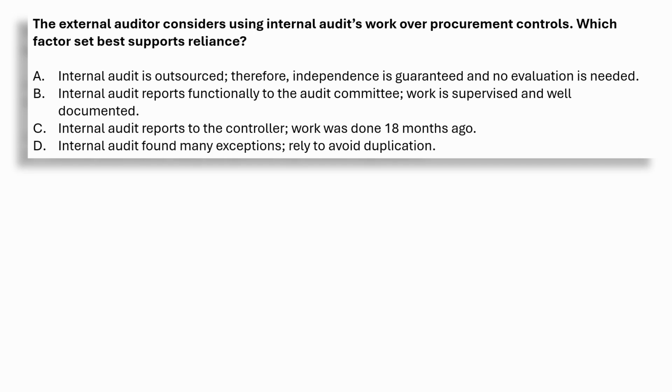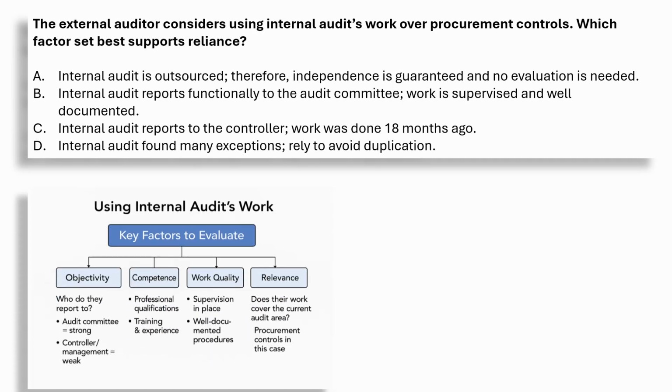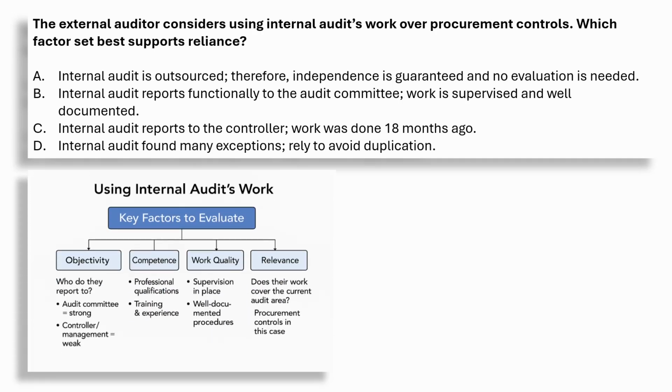Independence is not automatic. Option B. Internal audit reports functionally to the audit committee. Work is supervised and well documented. Yes, this is the strongest support. Reporting to the audit committee enhances objectivity, and if the work is properly supervised and documented, that ticks the boxes for competence and quality. When I think about relying on internal audit, my mental checklist is objectivity, competence, and quality of work. Reporting to the audit committee plus solid current documentation hits all three.